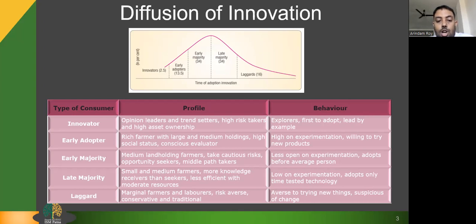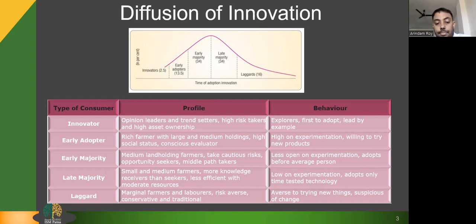Then the early majority would be people who would take risk, but would be cautious about the different factors involved in taking that particular risk. They are definitely opportunity seekers, but a little less open to experimentation, but they would still adopt a product in front of them if the experimentation method is successful.